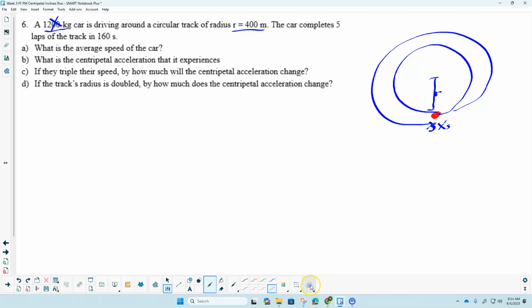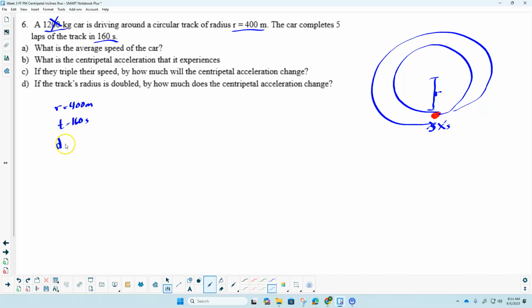That's how many times it goes around the track, and it tells you the time that it completes that. So I'm just going to say R is 400. So I'm listing out here these variables. We don't have really the same type of chart that we did in the other problems. The time is 160 seconds.